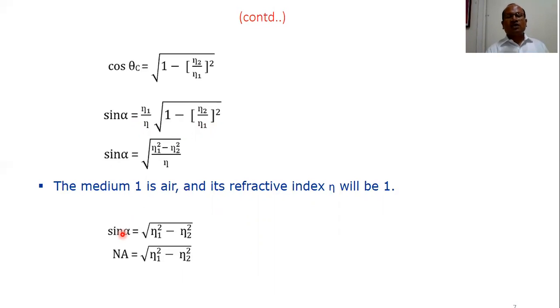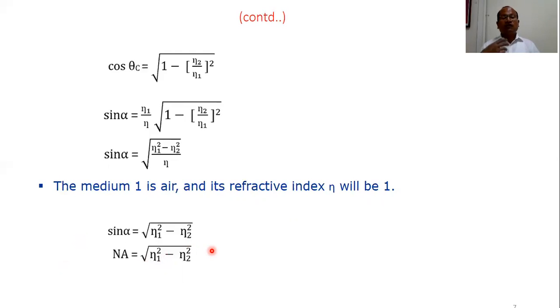Numerical aperture is equal to n sine theta, where n is the refractive index of the medium from where the beam is entering into the light. And therefore, numerical aperture is equal to the square root of n1 square minus n2 square. So it can be seen that numerical aperture depends, as we have noted in the beginning, on n1 and n2. What are n1 and n2?